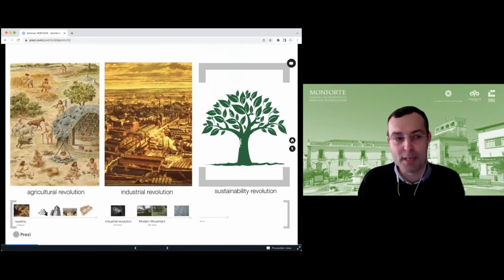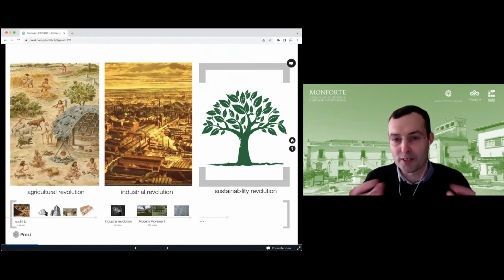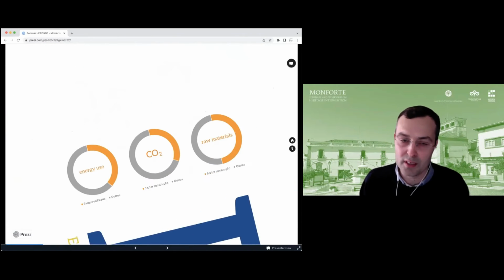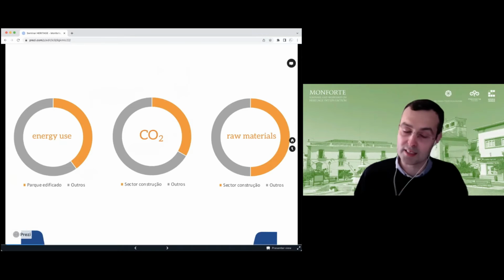Now we are at the beginning of a third revolution, if we can name it like that. That is a sustainability revolution. In some cases, the term sustainable is already outdated, because we have to be more than neutral on the impacts, but now we have to be positive and compensate for all the negative impacts that we have caused in the last decades. And this implies a new way of thinking. We need to think differently, and the building sector is a key sector to implement these strategies, because it has a lot of impact.